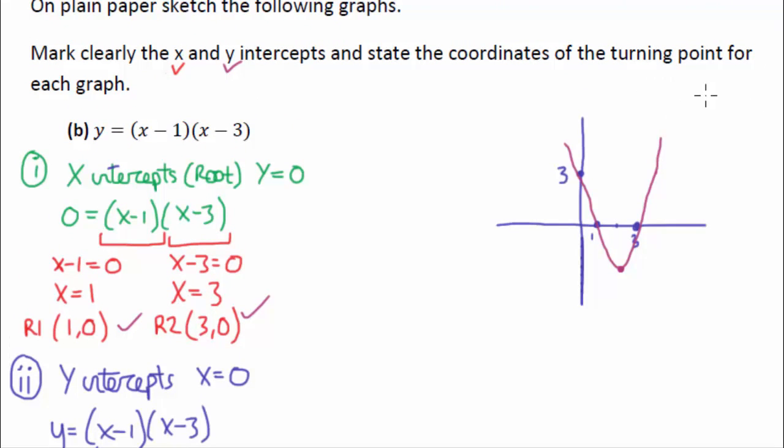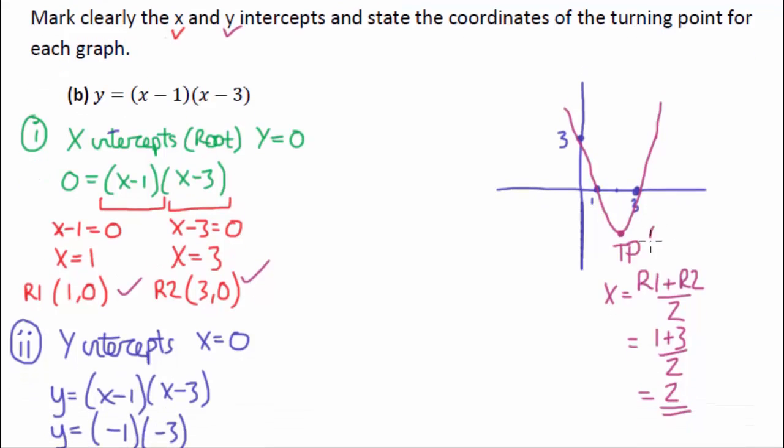So what's the turning point? Well, we can work out the x-coordinate of the turning point, so that's your turning point. Now the x-coordinate is when we take the average of the two roots, so x will equal root 1 plus root 2, divided by 2, which equals 1 plus 3 over 2, and that is 2, which in the graph tells you that. Okay, so that turning point is at x equals 2.